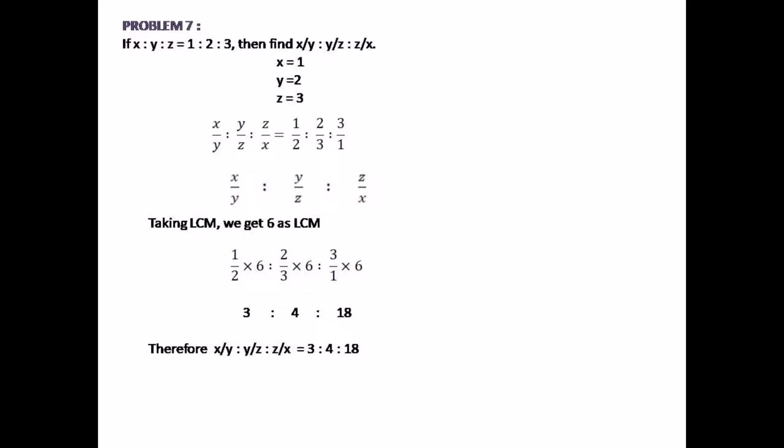If X is to Y is to Z equals 1 is to 2 is to 3, then find X by Y is to Y by Z is to Z by X. Here X equals 1, Y equals 2, Z equals 3. X by Y is to Y by Z is to Z by X equals 1 by 2 is to 2 by 3 is to 3 by 1. Taking LCM we get 6. 1 by 2 into 6 is to 2 by 3 into 6 is to 3 into 6 gives 3 is to 4 is to 18. Therefore X by Y is to Y by Z is to Z by X equals 3 is to 4 is to 18.